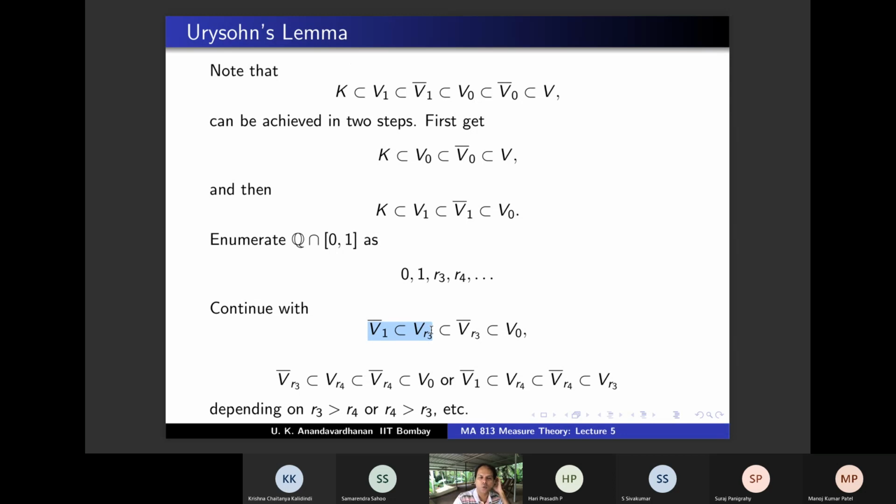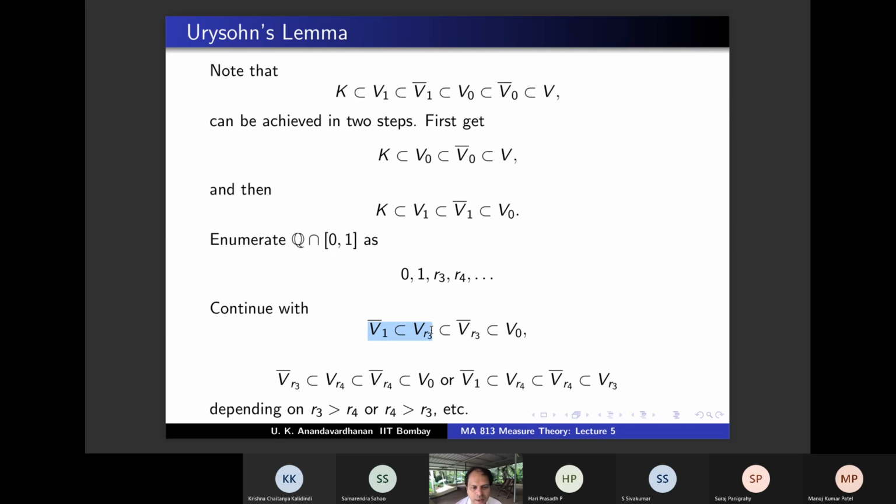Like this you construct. So how will you choose VR5? Can someone tell me what is the idea to do VR5? You have to give me a compact set contained in an open set and choose V_r5 in between. That depends on where r5 is in relation to 0, 1, r3 and r4.